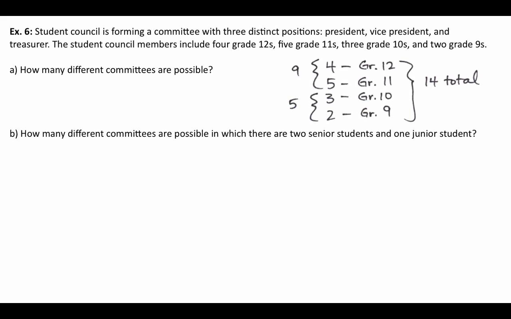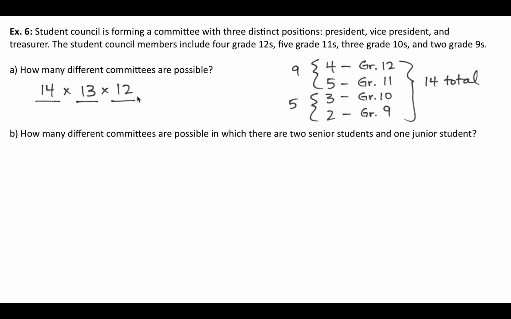Okay. So how many different committees are possible? Again, we're starting out by saying how many different committees are possible. We need a president, a vice president, and a treasurer. There are 3 roles we have to fill, 3 stages, 3 spots, and here they are. We've got 14 options. There's 14 students that could fill this first role. There's 13 that could fill this second role, and there are 12 that could fill this third role.